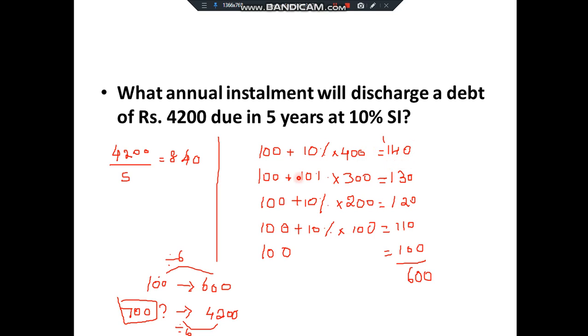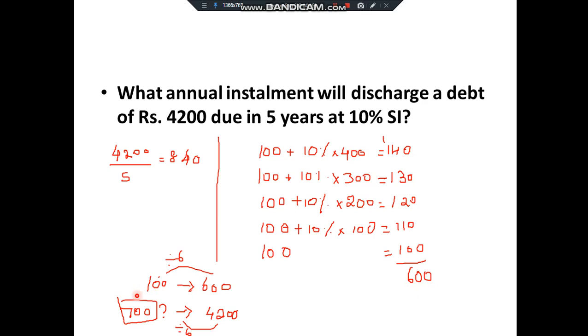In the second installment, 100 plus 10% of the remaining 300 rupees. 10% of 300 is 30 rupees, so in total you will pay 130 in your second installment. Then the third installment, 100 rupees plus 10% of the remaining 200 rupees. 10% of 200 is 20 rupees, so 100 plus 20, 120. Similarly for the fourth year, 100 plus 10% of the remaining 100 rupees, which is 110. And for the fifth year we complete the total payment, so for the fifth year there is no interest. So in total, the total installment is 600 rupees. Total debt is 600 rupees.